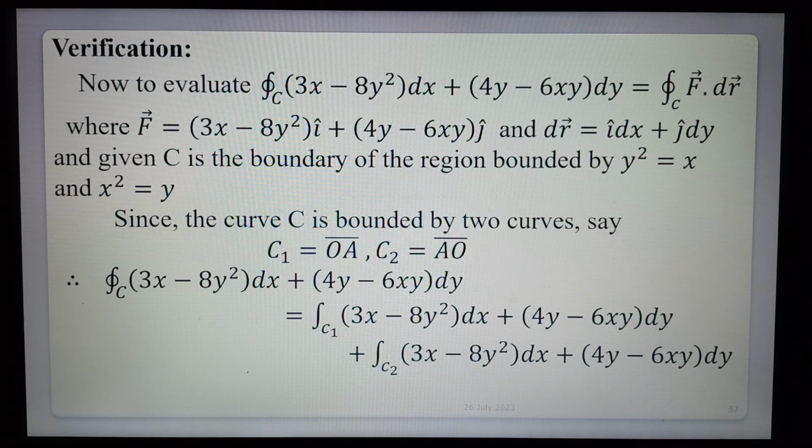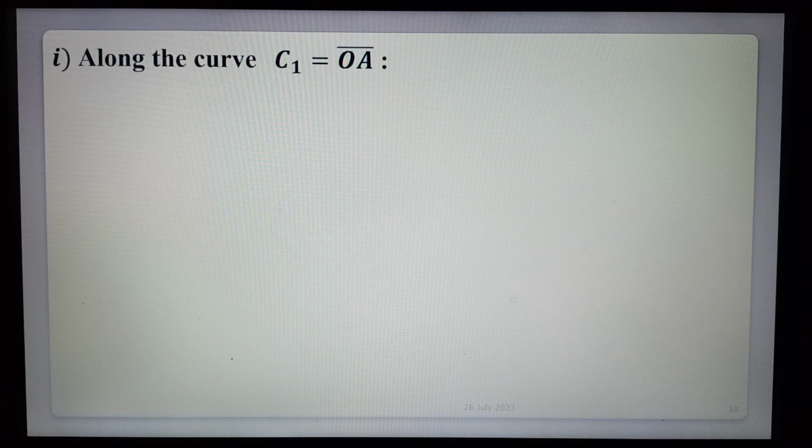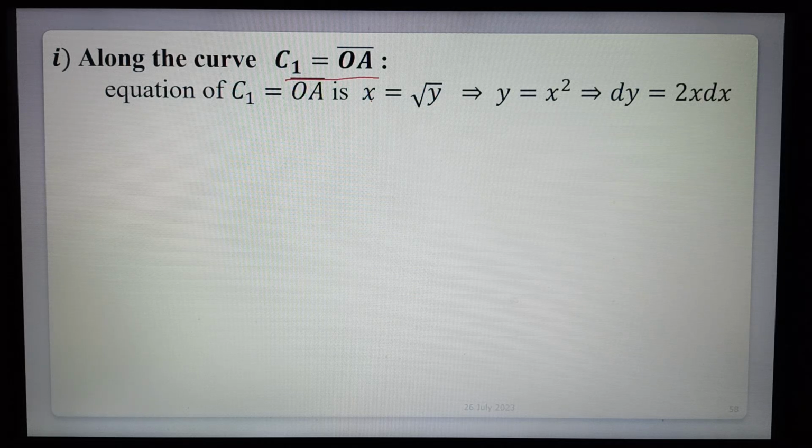Continuation. So along the curve C1, which is OA, what is the OA curve equation? It is the first parabola about the x-axis, where x is equal to root y, that is, x square is equal to y, and y is equal to x square. This is the first curve C1.